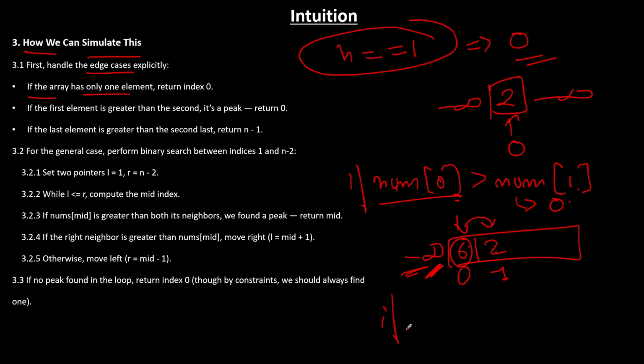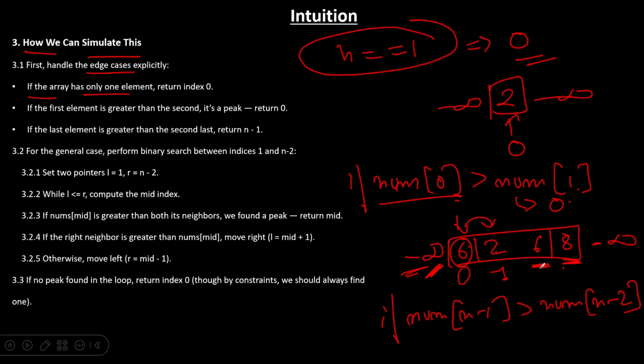Similarly, for the last index, if nums of n minus 1 is greater than nums of n minus 2, basically if it is 8 and this is 6 and this is infinity, and nums of n minus 1 is greater than nums of n minus 2, the 6 value, we will return n minus 1 as the output, because this element will always be greater. So I hope you understood these 3 edge cases, which are very crucial here.